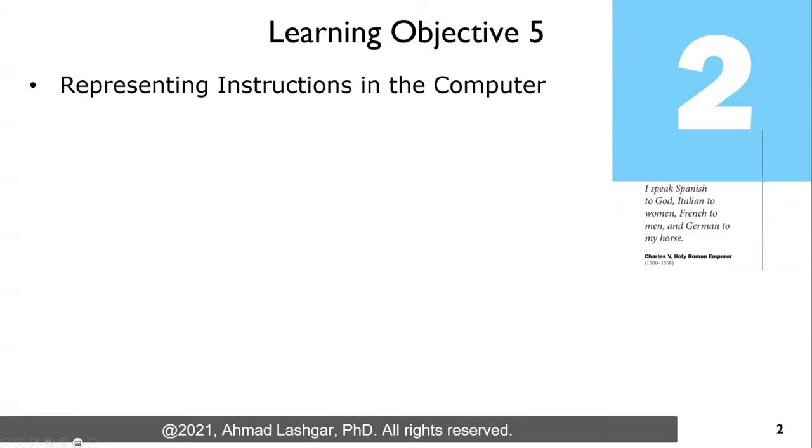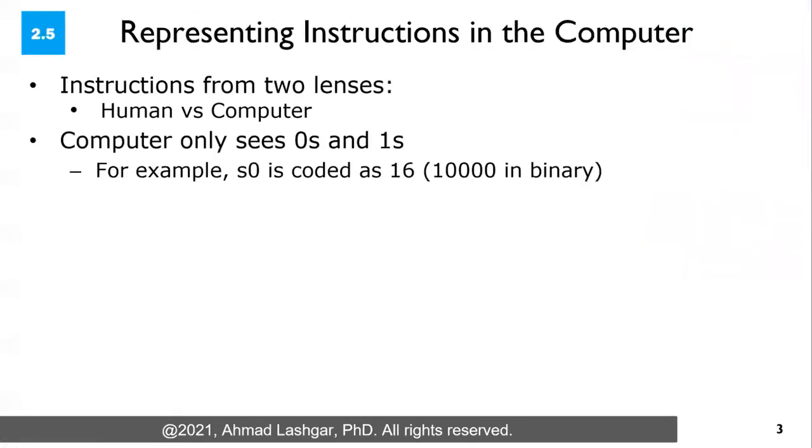In this learning objective, we will see how assembly is translated into machine's language, zeros and ones. We are now ready to explain the difference between the way humans' instructions are interpreted by the computer and the way that computer sees the instructions.